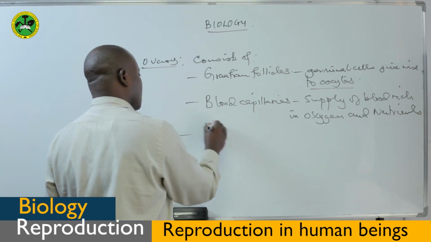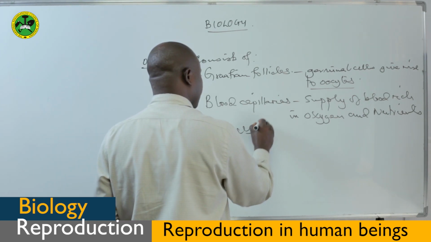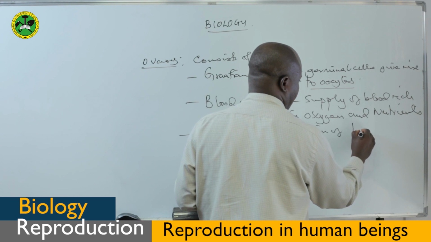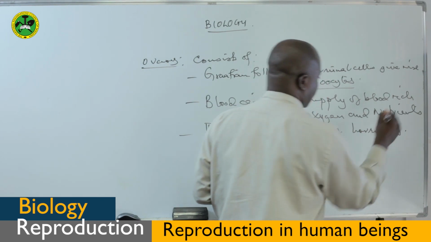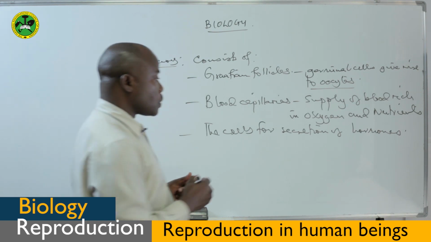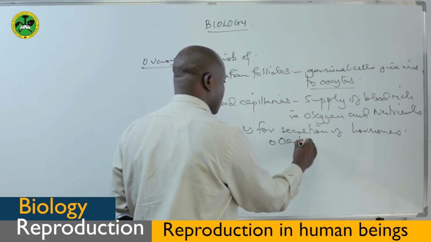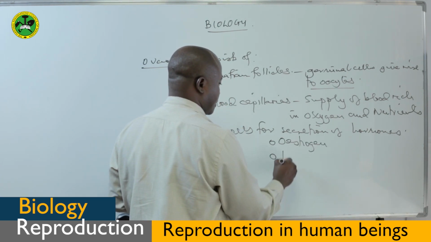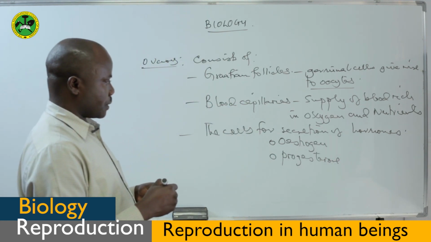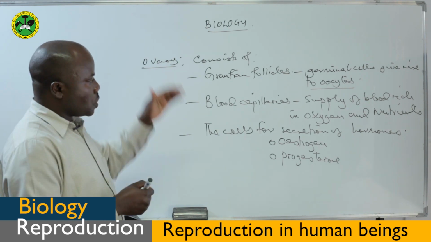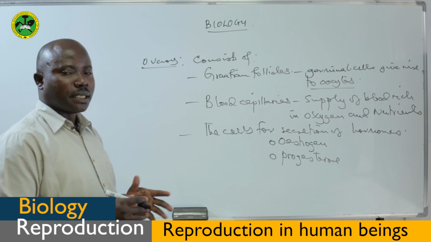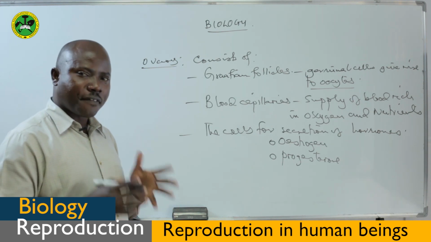But also, there are cells for secretion of hormones. And the ovaries produce two hormones: the estrogen and the progesterone. Therefore, if you look here, it means the inner part of the ovary is made in such a way that the process of gametogenesis takes place effectively.